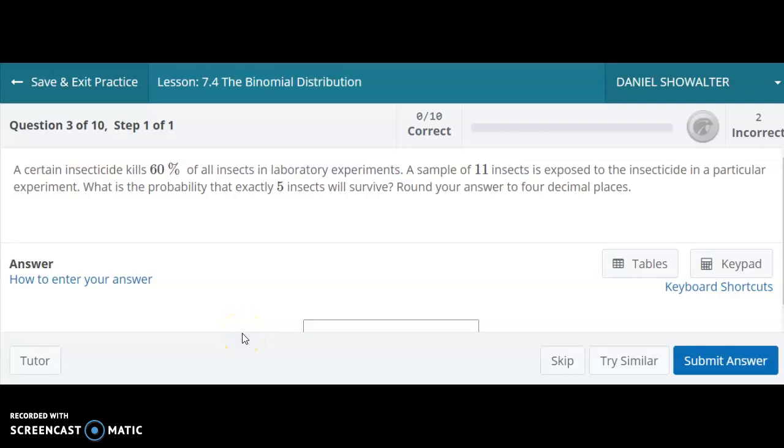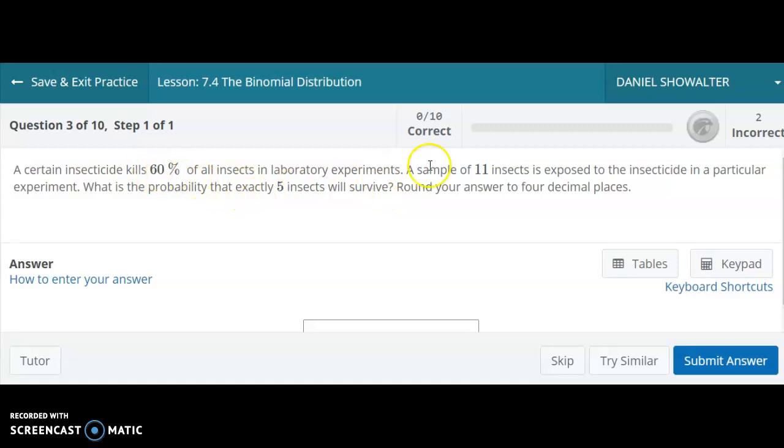With these binomial distribution questions, there's not really a lot of calculation involved if you know how to use the tables, but it really is a matter of unraveling what is being asked here. In this question, you might want to pause it and read it first, we have an insecticide that kills 60% of all insects in the experiments. This is also an assumption that for any given insect, there's a 60% chance that if we apply the insecticide, it'll kill that particular one. And we have 11 insects in our sample. What's the probability that exactly 5 will survive?